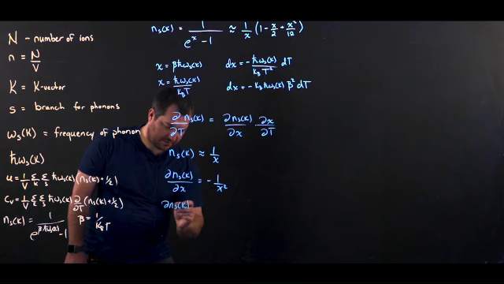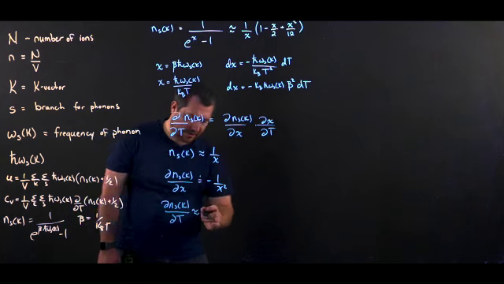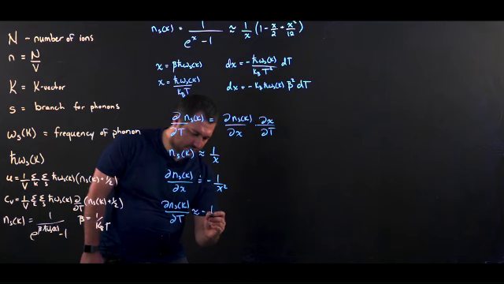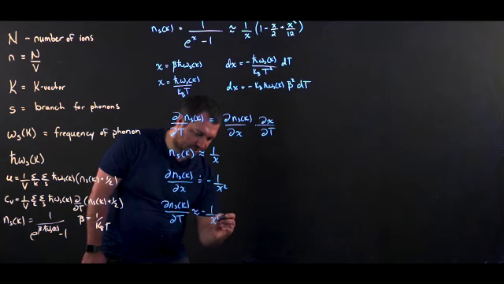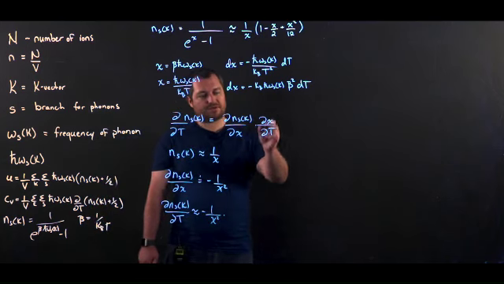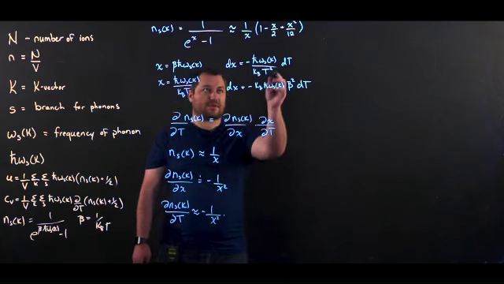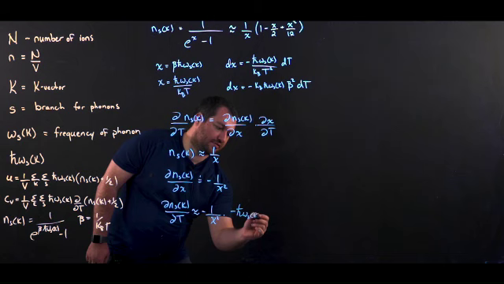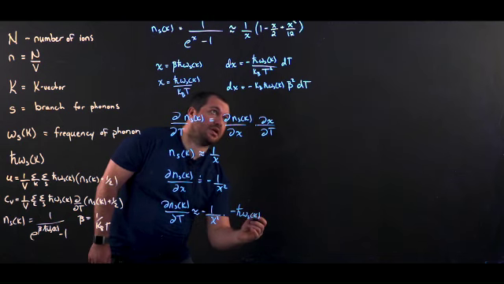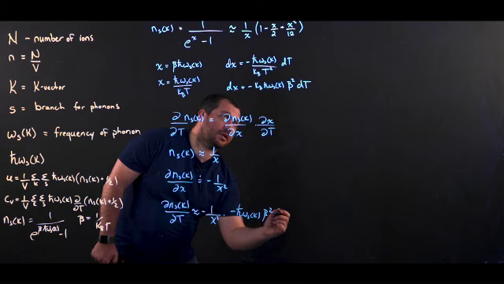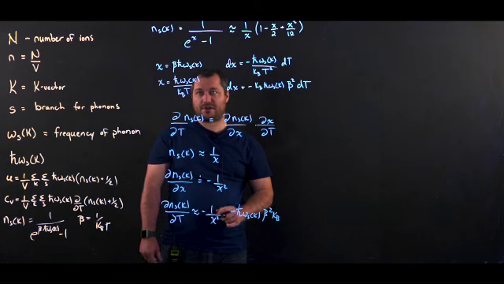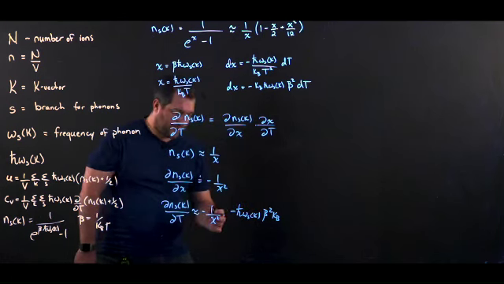dn_s of k with respect to t is then approximately, because this is all approximate here, equal to negative 1 over my x substitution squared, which I'll need to plug in still, times the derivative of x with respect to t, which we found up there, which is negative h bar omega_s of k beta squared k_B. So I now need to plug in my x term. My x term is beta h bar omega_s of k.